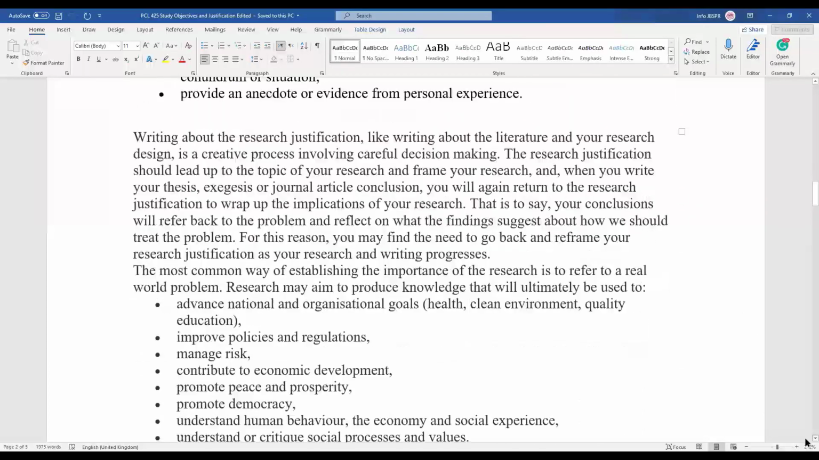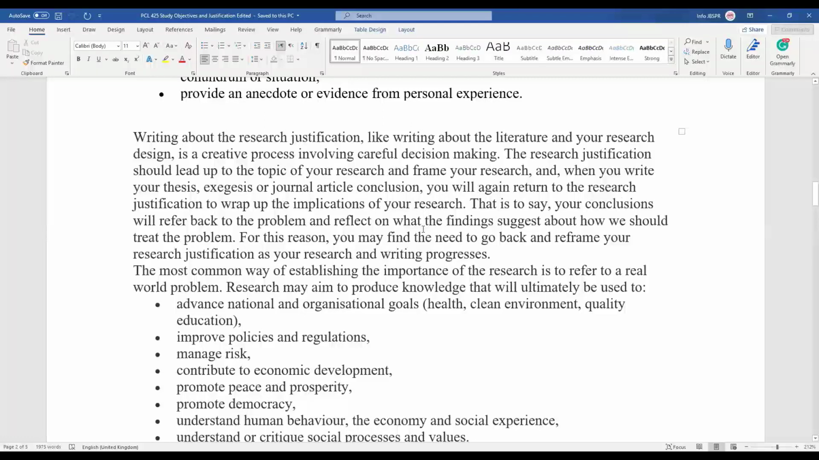And then writing this research justification is a creative process. When you as a student write your justification and take it to your supervisor, don't be surprised that your supervisor says, no, this is not the way to write it, this is the way to write it from experience. Writing actually is a creative process that involves practice over time before you can be perfect.